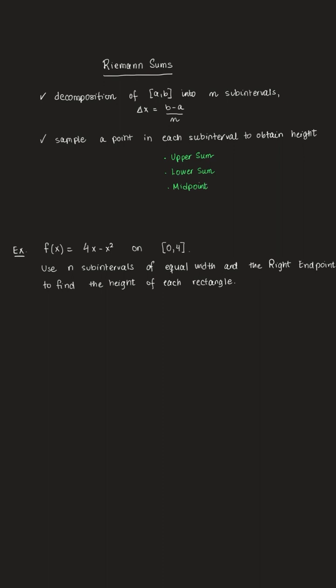But we can also decide that we're going to systematically use the right endpoint of each subinterval, and that's where we're going to get the height. We can use the left endpoint, or we could just choose a point in each subinterval randomly and get the height of the function at any point that we choose in each subinterval. So once we have the height and the width, we can create a Riemann sum by adding up the areas of all of the rectangles.